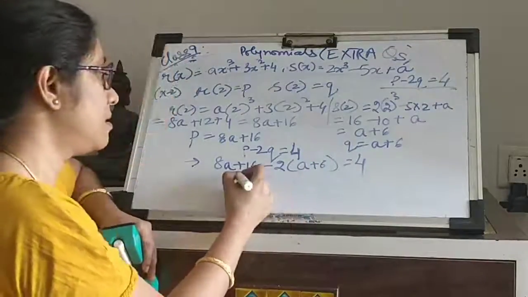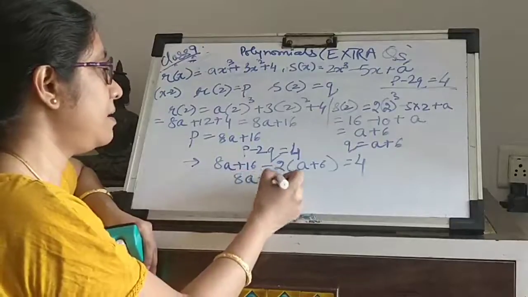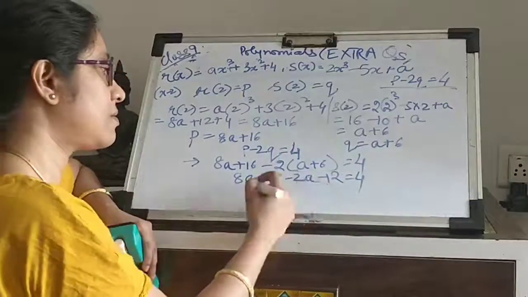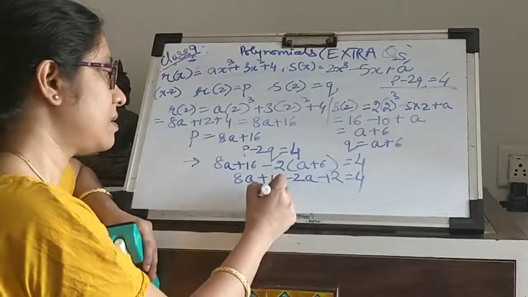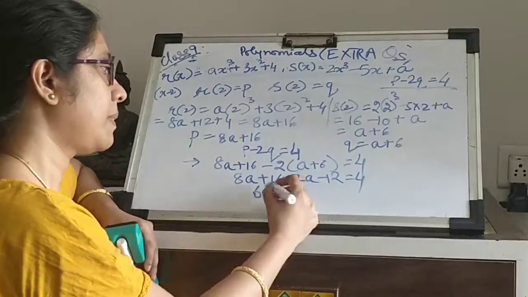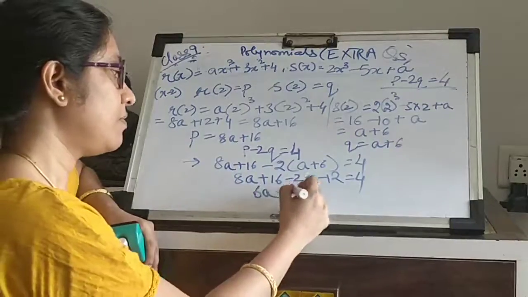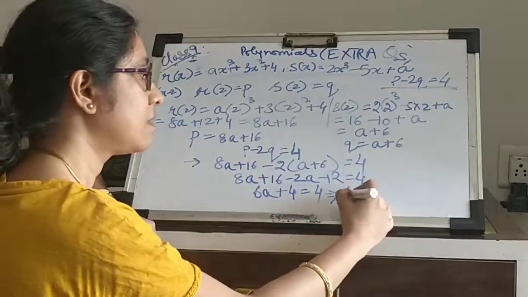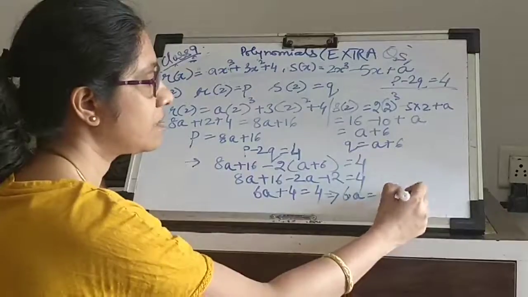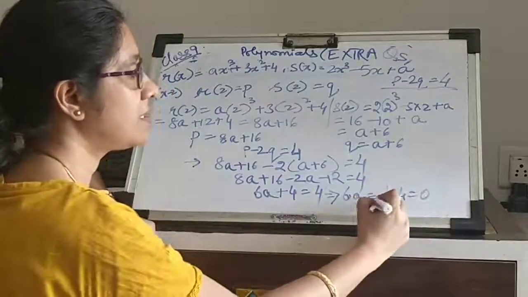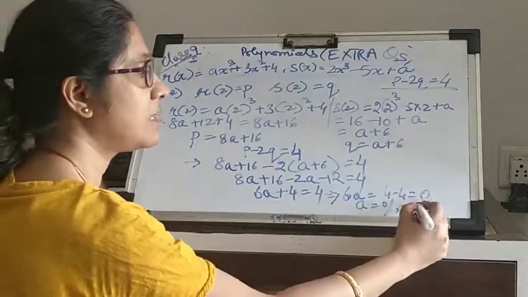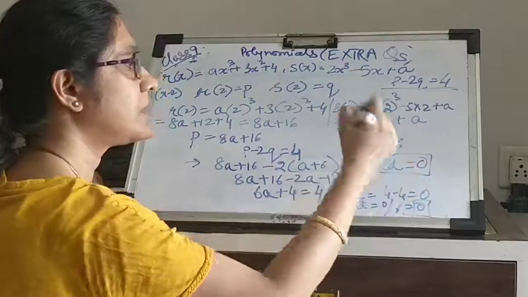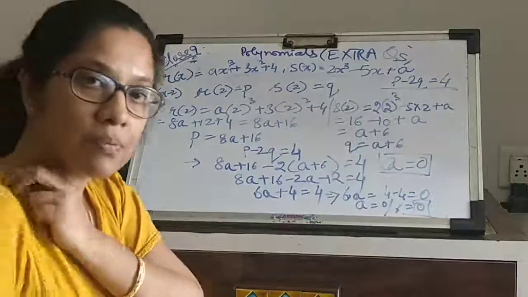So what we have here is, therefore, this is straightforward. 6a plus 4 equals 4, which gives 6a equals 4 minus 4, which is 0, and hence a is 0 by 6, which is equal to 0. So what we get is a is equal to 0. That's the solution to this problem.